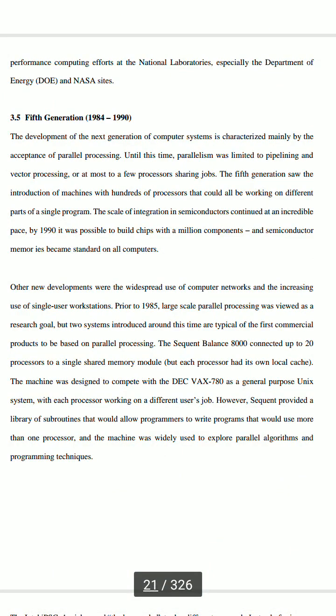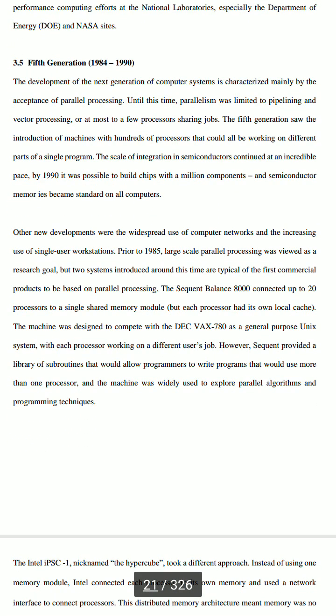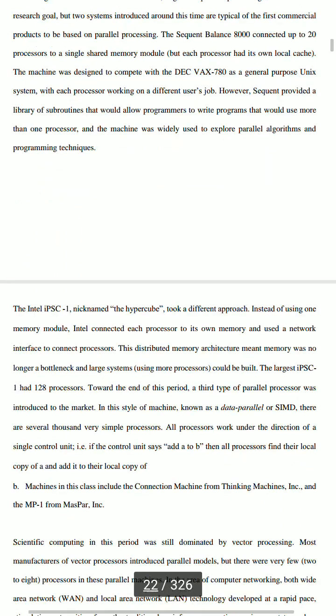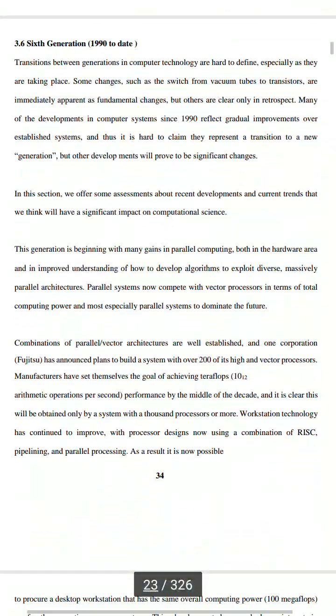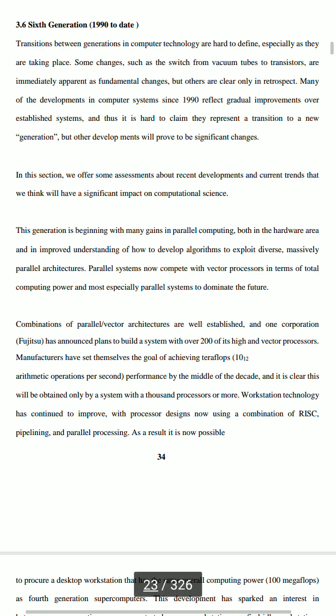Fifth generation computer, 1984 to 1990. According to the fifth generation computer, the development of the next generation computer system is characterized mainly by the acceptance of parallel processing. Then sixth generation computer, 1990 to date. These are computer systems made up of transitions.